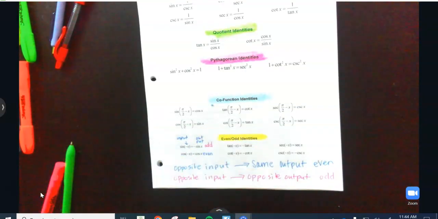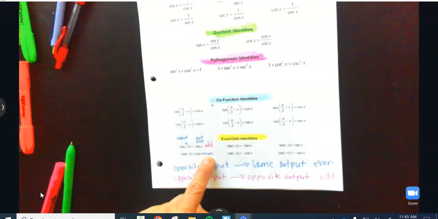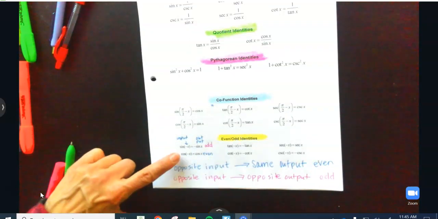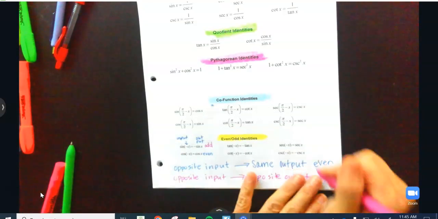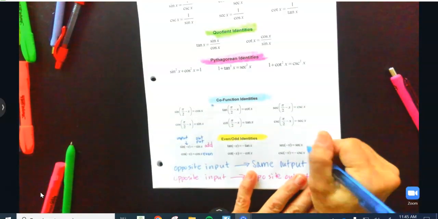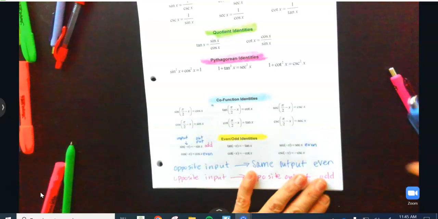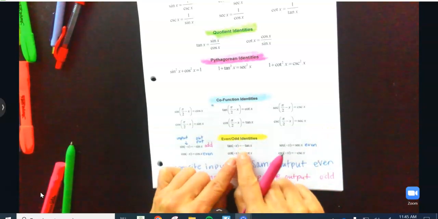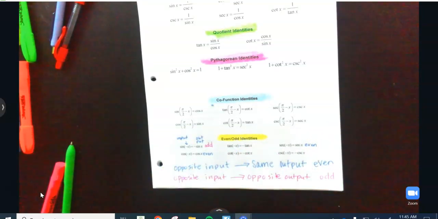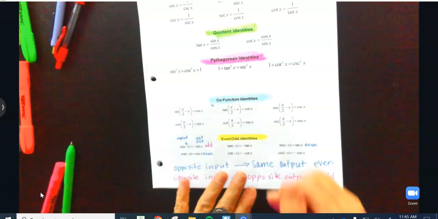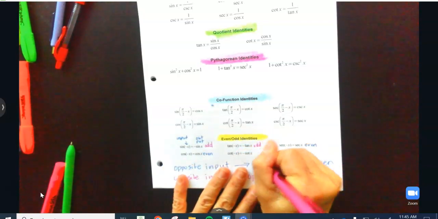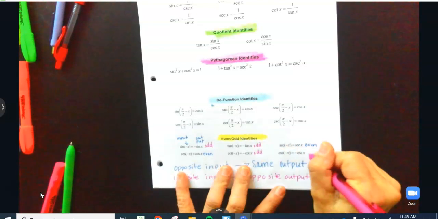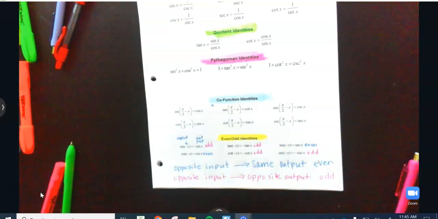As you look through these, you only have 2 even identities here, and it is going to be cosine and the reciprocal for cosine, which is secant. So these are your only 2 that are even. All of the other ones have an opposite output. Look how all of the other ones have a negative in front of the output. So the rest are going to be odd.